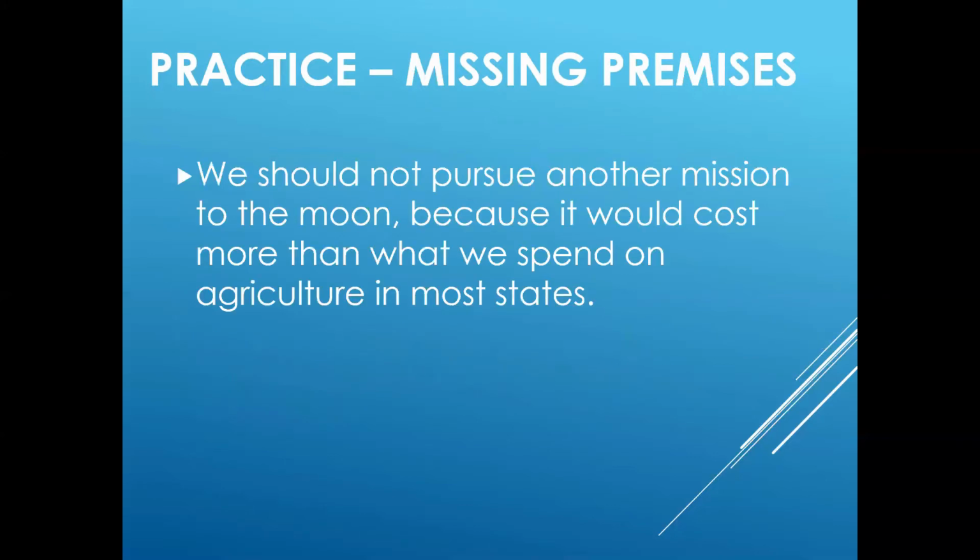Here is another example. We should not pursue another mission to the moon because it would cost more than what we spend on agriculture in most states. Here, we're also using the word because. I guess I wasn't very creative there, but we have the first statement as the conclusion: we should not pursue another mission to the moon. We have the word because. The premise follows: it would cost more than what we spend on agriculture in most states. Now, again, the conclusion doesn't follow from the premise.